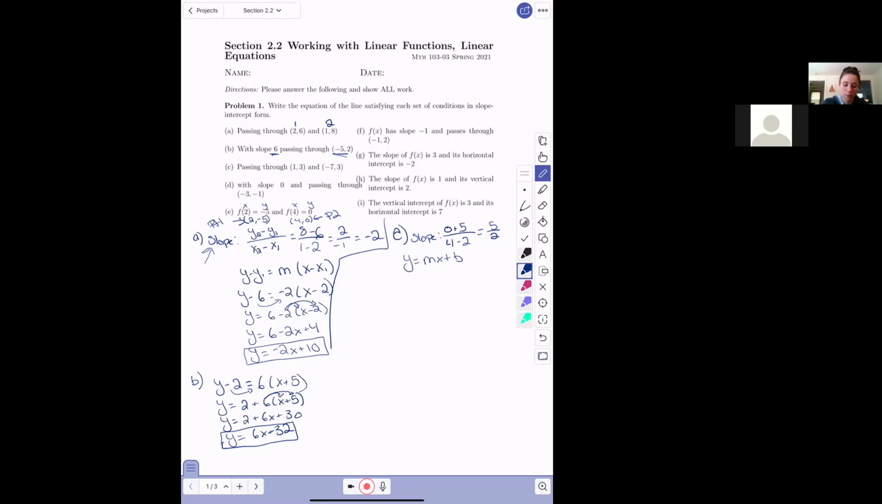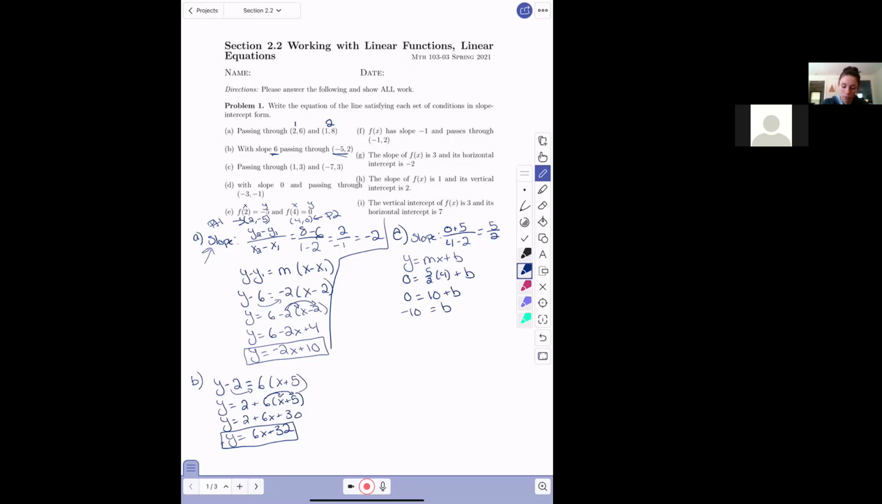I'm going to choose (0, 2) because it has a 0 and it's nice to work with zeros. So 0 equals 5/2 times 4 plus b. Okay, so 0 equals 4 divided by 2 is 2, so 10 plus b. So that means b equals -10.